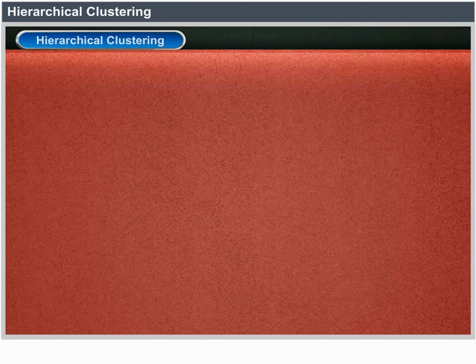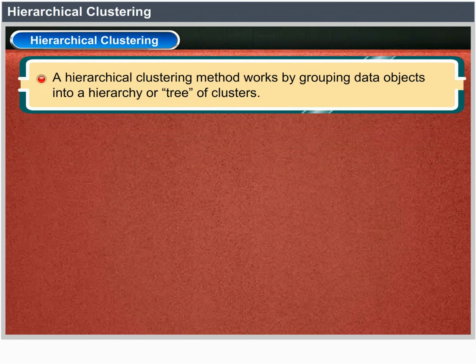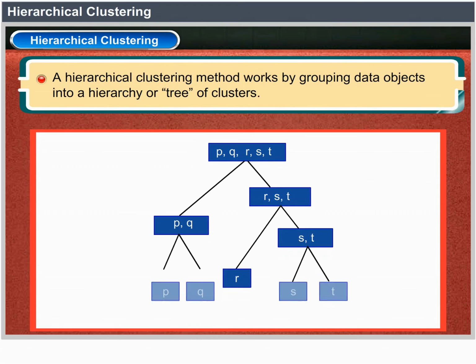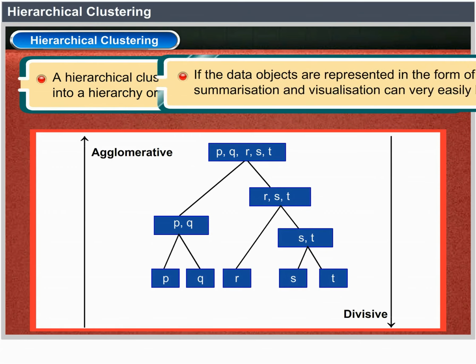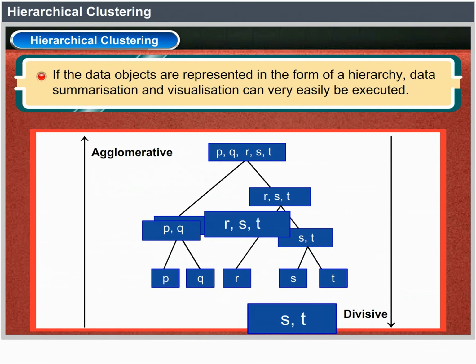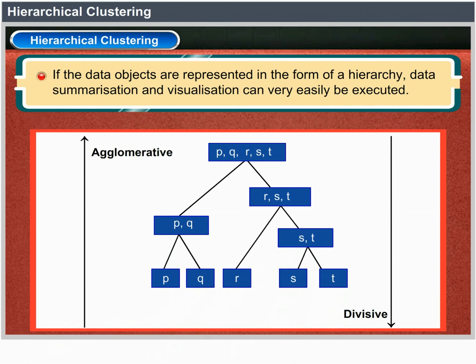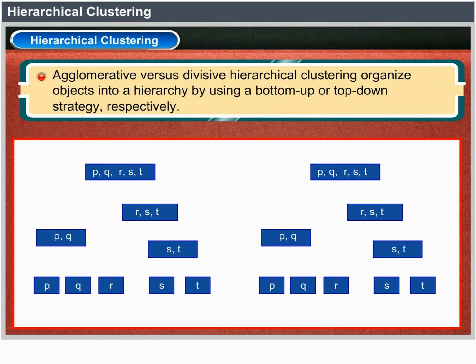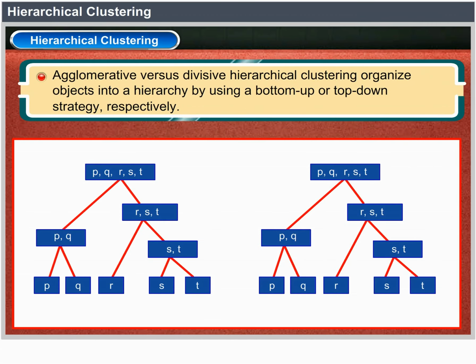Hierarchical clustering. A hierarchical clustering method works by grouping data objects into a hierarchy or tree of clusters. Representing data objects in the form of a hierarchy is useful for data summarization and visualization. The hierarchical partitioning can be continued recursively until a desired granularity is reached. Agglomerative versus divisive hierarchical clustering organize objects into a hierarchy using a bottom-up or a top-down strategy, respectively.